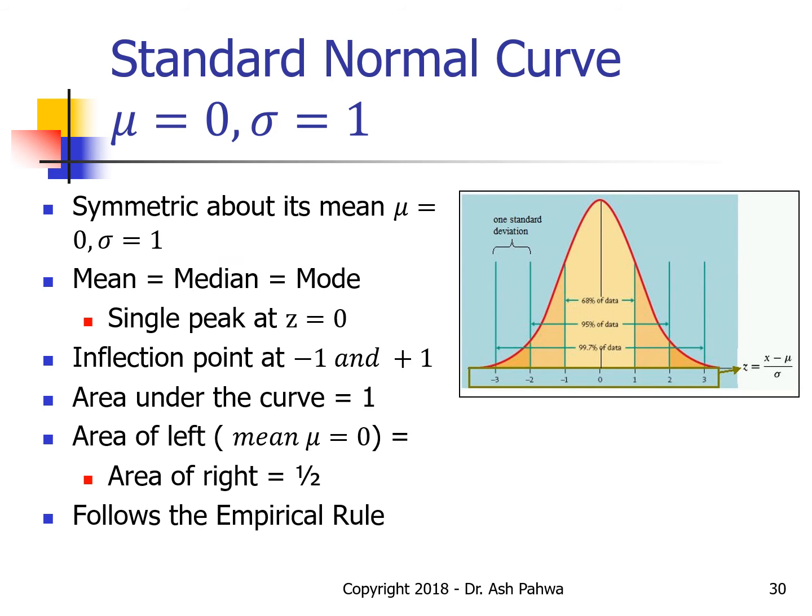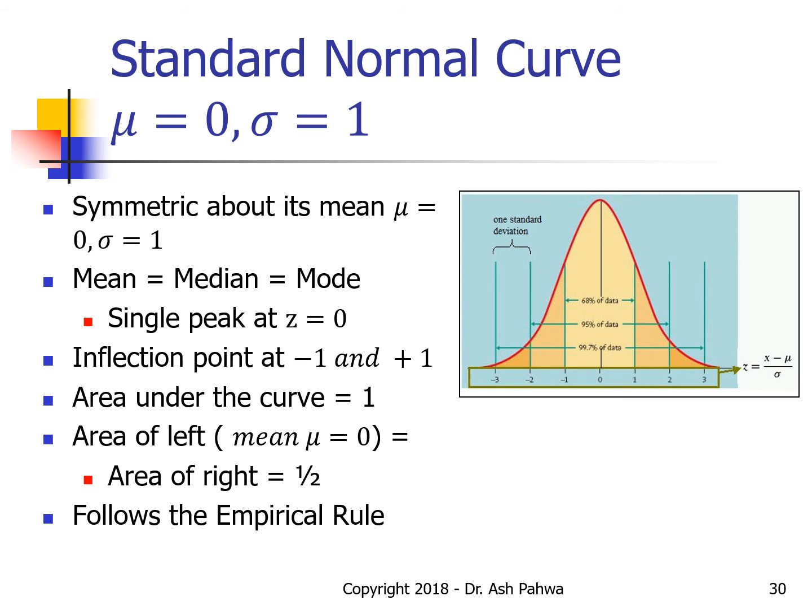So here is the plot of my standard normal distribution curve where mu is equal to 0 and sigma is equal to 1. In this case, the mean is equal to the median is equal to the mode, which occurs at z equal to 0. So right in the center is the mean, which is 0, median is also 0, and mode is also 0. And the inflection points are +1 and -1. And the area under the curve is 1. And the area on the left of the center, where the value of mu is 0, is equal to the area on the right part of it.